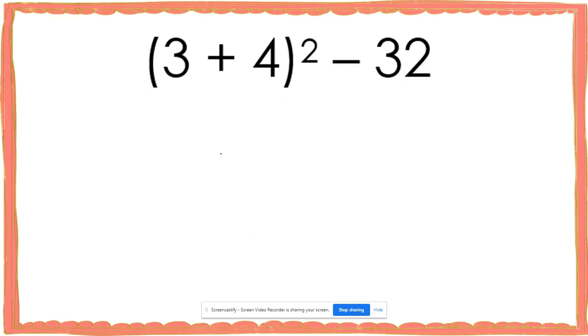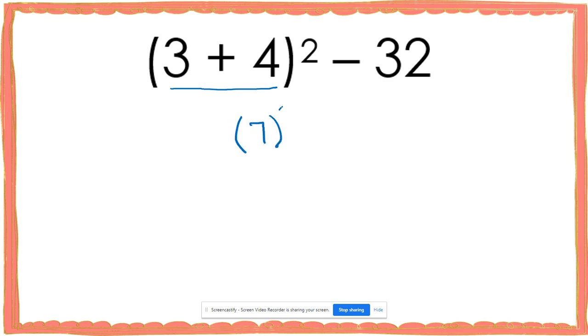For this problem, I have 3 plus 4, in parentheses, to the 2nd power minus 32. Because I'm using the order of operations, I'm always going to start with my grouping symbol. So I notice that I have parentheses, and I'm going to simplify what's inside the parentheses first. So I'll solve 3 plus 4, which gives me 7.